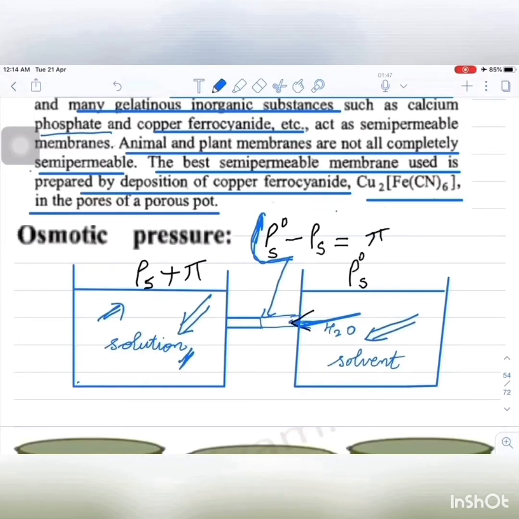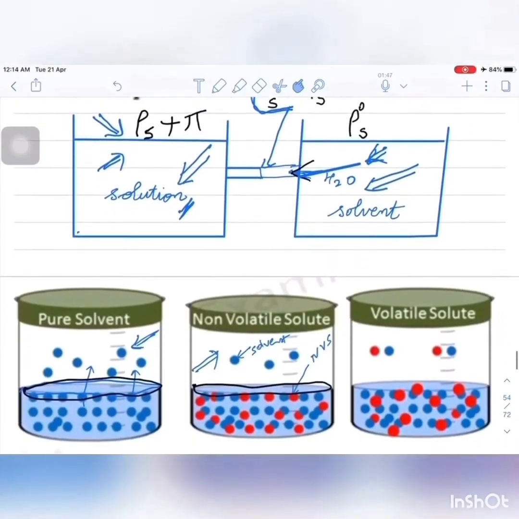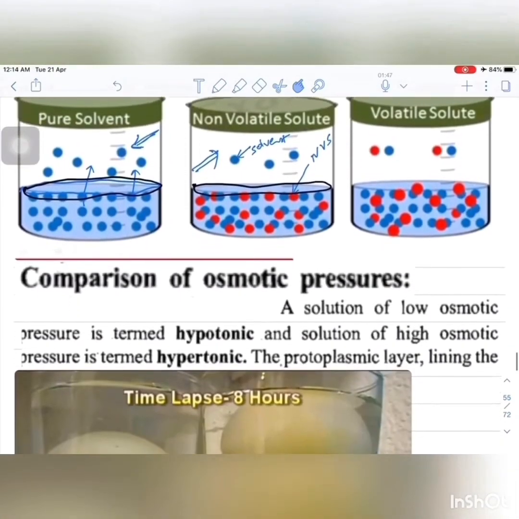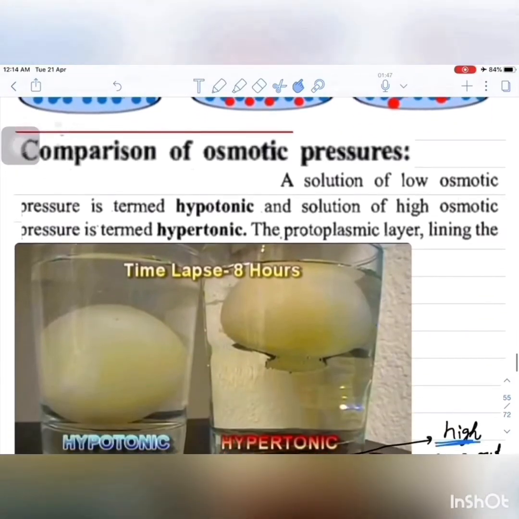So this is the definition of osmotic pressure. The magnitude of pressure that must be applied on solution side, which is just enough to prevent flow of solvent molecules toward solution side, that is called osmotic pressure. Means osmotic pressure will stop flow of solvent molecules from pure solvent to solution side.